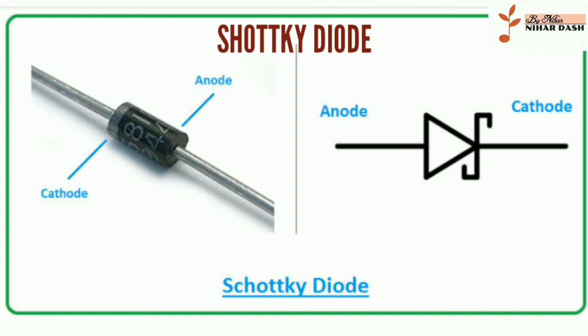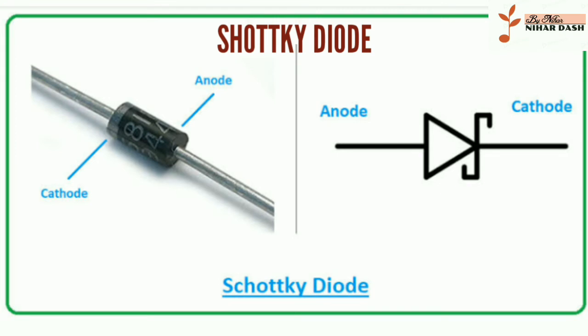The Schottky diode is named after German physicist Walter H. Schottky. Schottky diode is also known as Schottky barrier diode, surface barrier diode, majority carrier device, hot electron diode, or hot carrier diode. Schottky diodes are widely used in radio frequency (RF) applications.